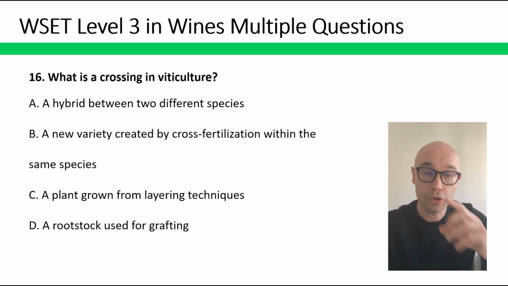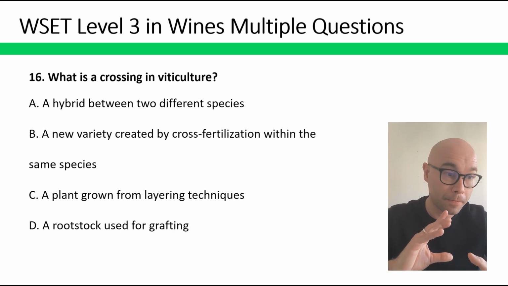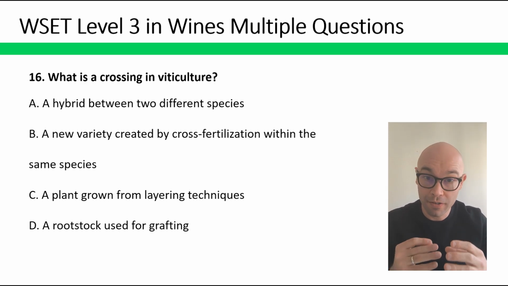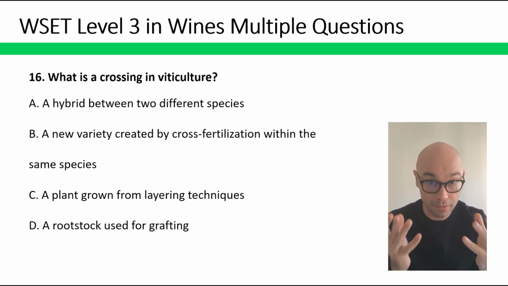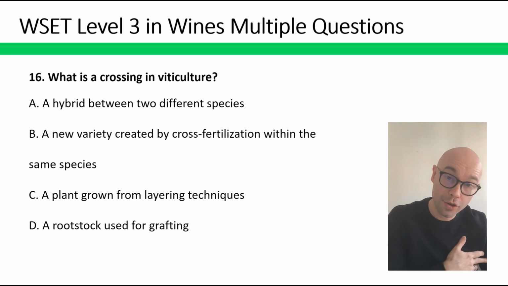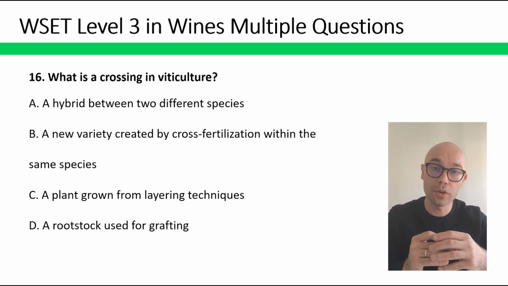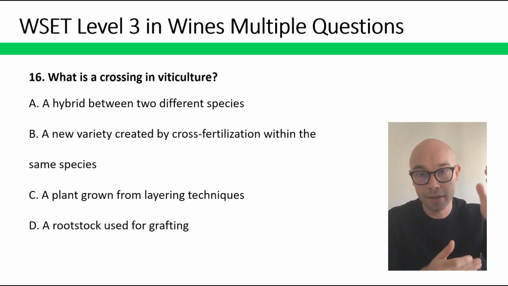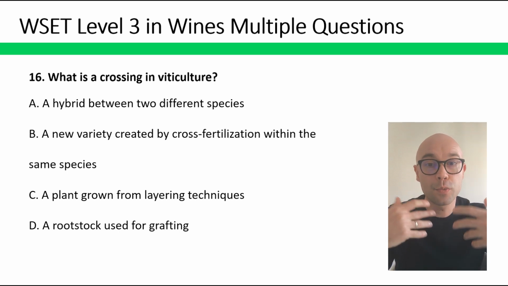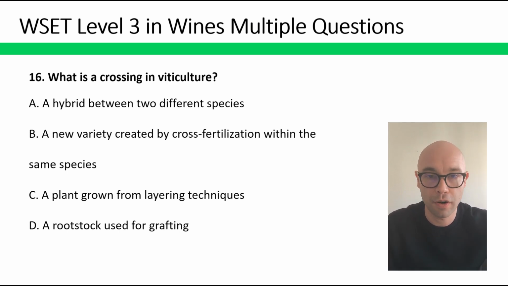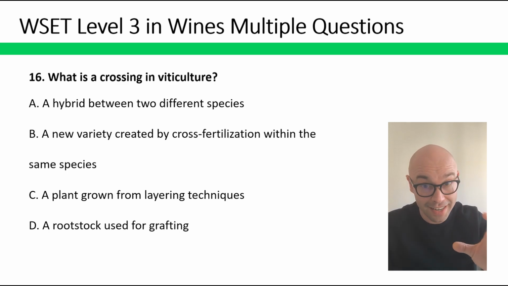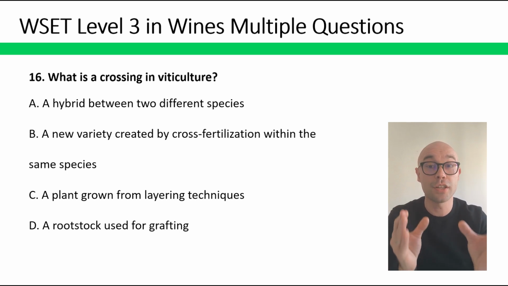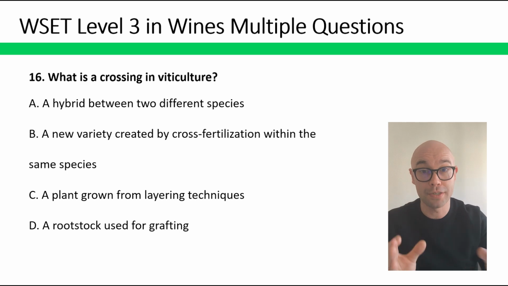So crossing is when you cross-fertilize vines that are from the same species, Vitis vinifera, and you get fruit, you take the seed, you plant the seed, and this seed will produce a totally new grape variety. But crossing is when you do cross-fertilization within the same species, Vitis vinifera.